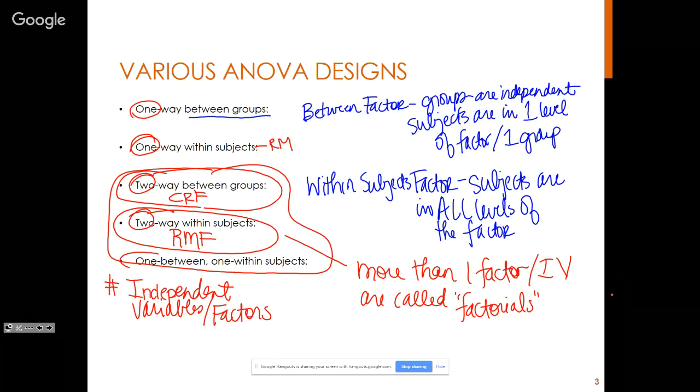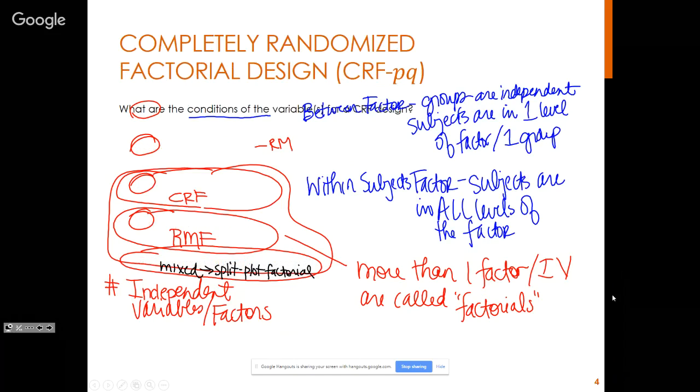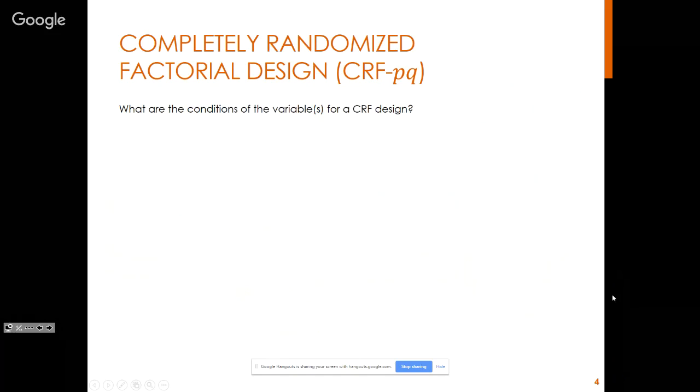So this one, between and within, you might call a mixed design because it's a mixture of between and within. And that's what we're going to talk about next week. Specifically, this one is a split plot factorial, where one of the factors is a between groups and one of the factors is a within subjects. So it gets more complicated as we go on and we add different combinations of our variables. Today, though, we're just talking about the completely randomized factorial design.